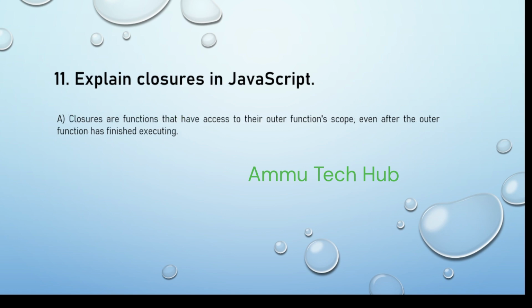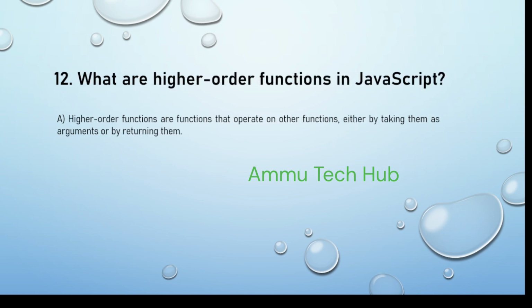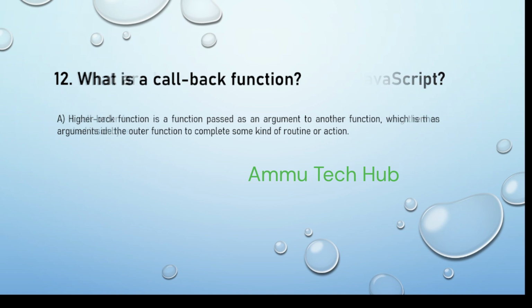Explain closures in JavaScript. Closures are functions that have access to their outer function scope, even after the outer function has finished executing. What are higher-order functions in JavaScript? Higher-order functions are functions that operate on other functions, either by taking them as arguments or by returning them. What is a callback function? A callback function is a function passed as an argument to another function, which is then invoked inside the outer function to complete some kind of routine or action.